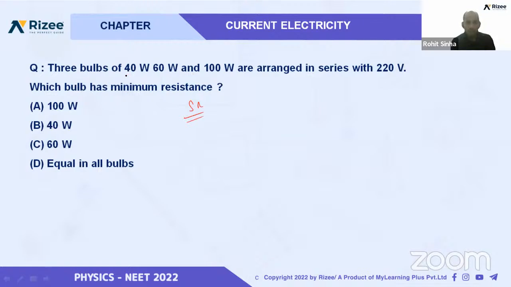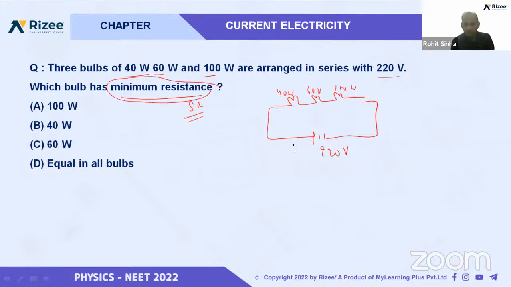First of all, three bulbs are arranged in series. They are connected like this: 40 watt, 60 watt and 100 watt, connected to 120 volt. Which will have minimum resistance? Remember, we have to find the resistance of the individual device. It will not depend on the external resistance. It will only depend upon the ratings of the bulb.